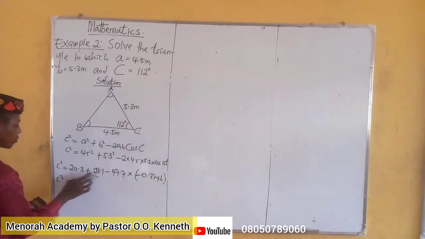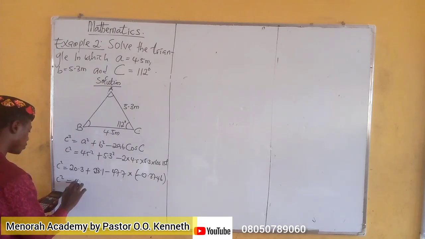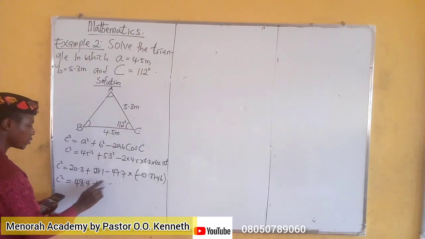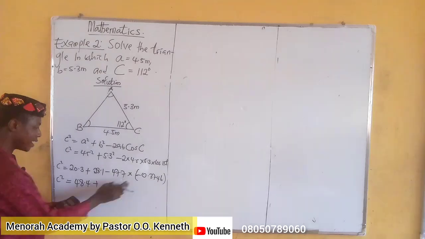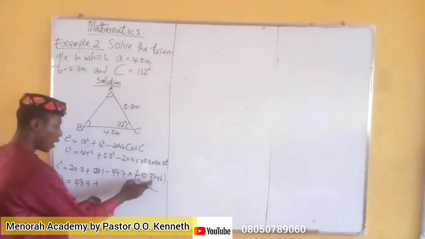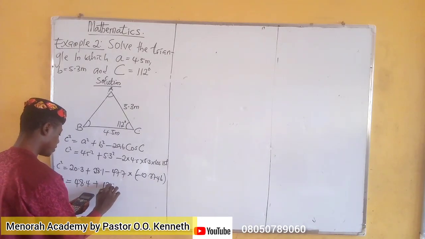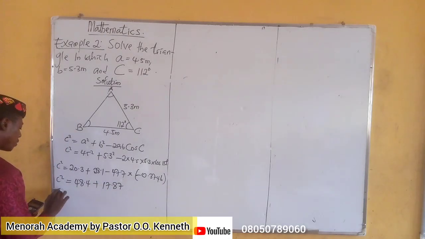Our C squared is going to be this plus this: 20.3, then plus 28.1, is going to give us 48.4, then minus this minus, and this minus changes to plus, 47.7 times 0.37, and then 46, is going to give us 17.887. So now we are going to have our C squared.